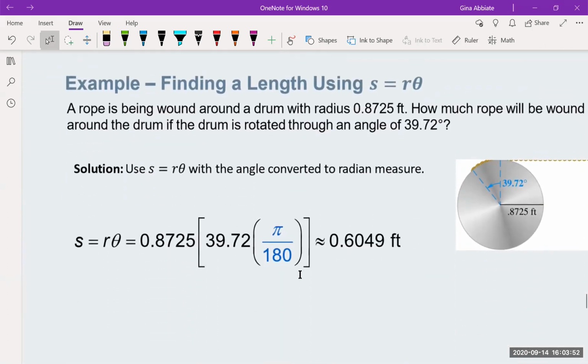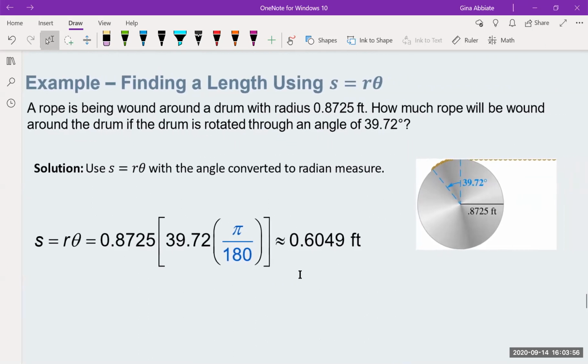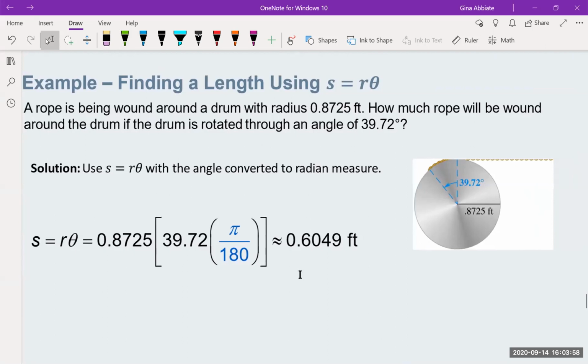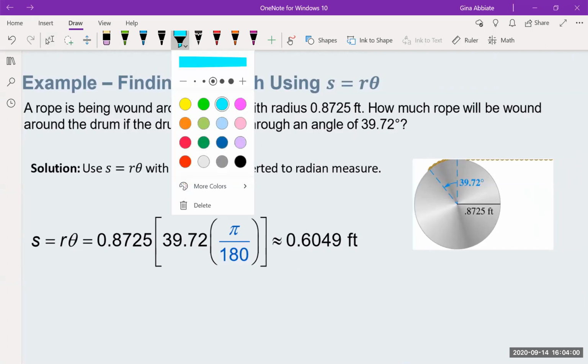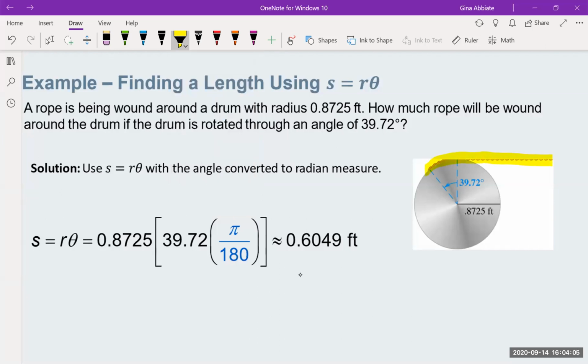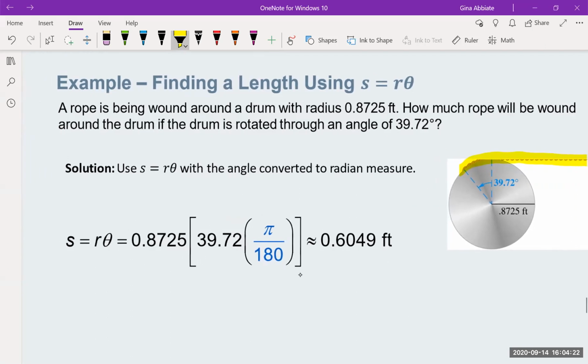All right, here's a second example of a piece of rope that's wound around a drum. You can kind of see the rope. It's a little bit hidden in this picture. It's going here on the outside. And if the drum is turned, it's just like a big, huge cylinder. If it's turned 39.72 degrees and the radius is 0.8725 feet, how much rope is going to be wound around the drum as it rotates?